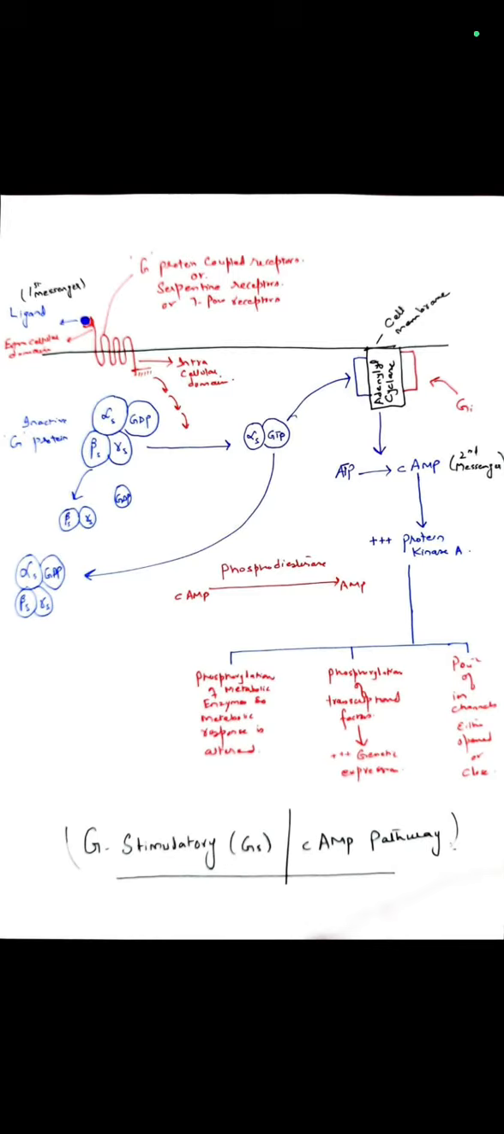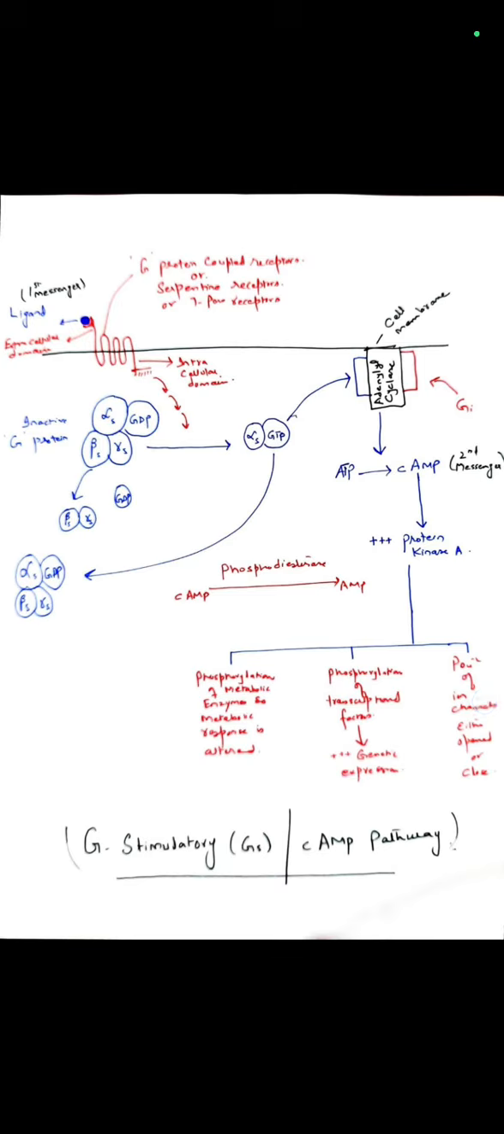It will cause phosphorylation of the adenylyl cyclase, so that this enzyme will be activated. Once it is activated, it will cleave ATP into cyclic AMP. And this cyclic AMP will then cause activation of protein kinase A. Protein kinase A will either cause activation or inhibition of metabolic enzymes by their phosphorylation, or it will cause phosphorylation of the transcriptional factor, so that the genetic expression or response is altered, or it will cause phosphorylation of the ion channels, so that ion channels are opened and closed.